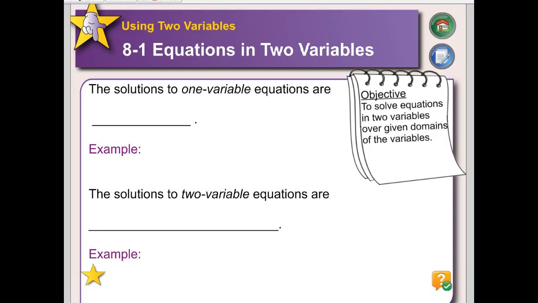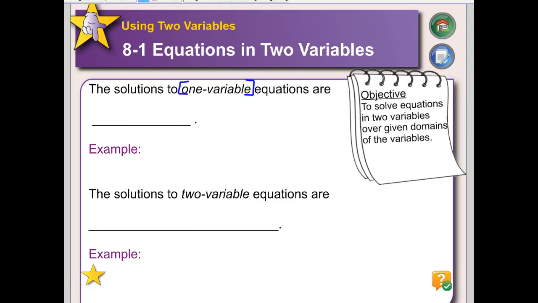All right, class. Today we're going to start Chapter 8, and we're switching gears a little bit, okay? We're going to go on to Chapter 8. Chapter 8 deals with equations in two variables. So by quick way of review, the solution to one variable problems, okay, that's basically everything we've done so far.